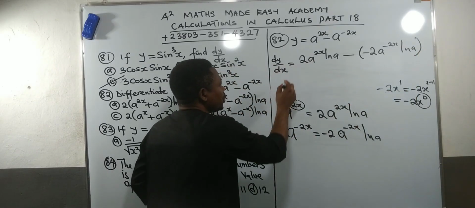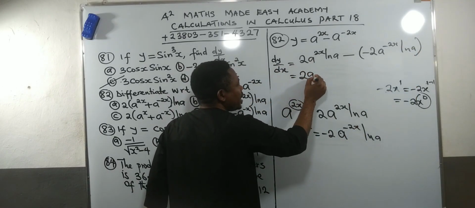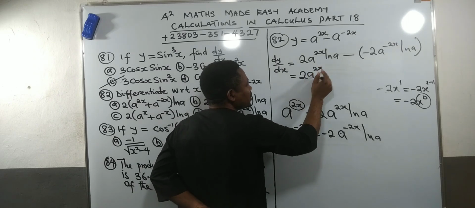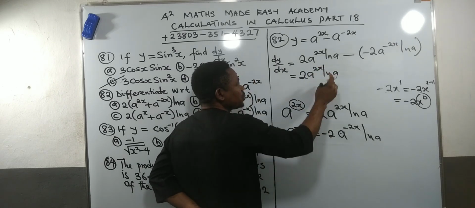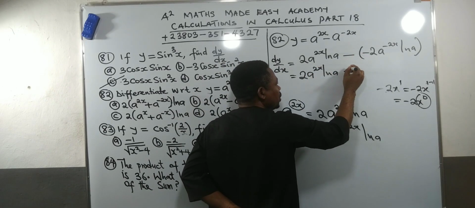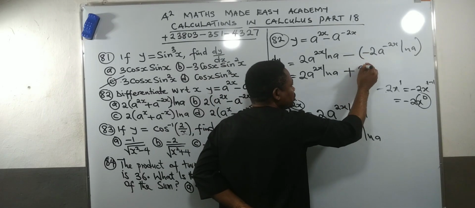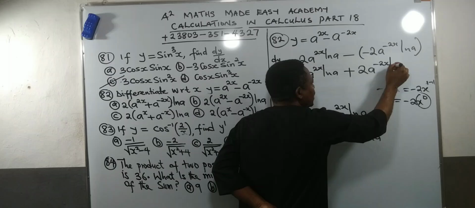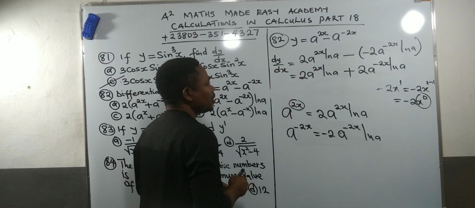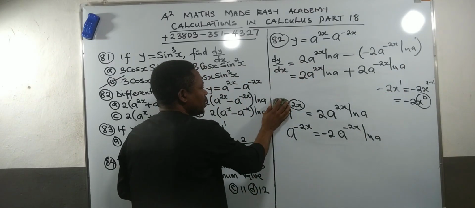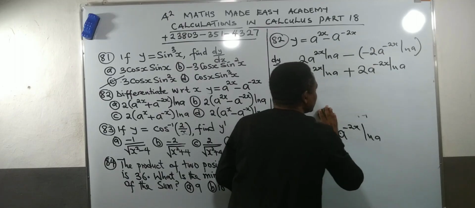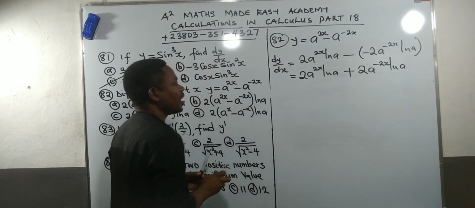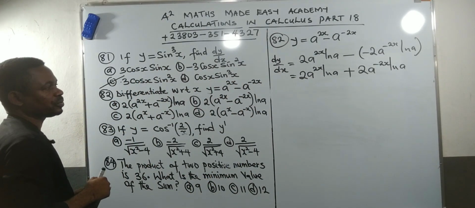Now if you continue, you'll be having 2 what? A to power 2x. Then ln what? A. Now talk to me. Minus minus will give you what? Plus. Then remain 2a to power minus 2x. Then ln what? A. Are you with me now? Now can you observe something here? Let us see exactly what we are going to generate. This would have been the final answer, but it is not in the option.